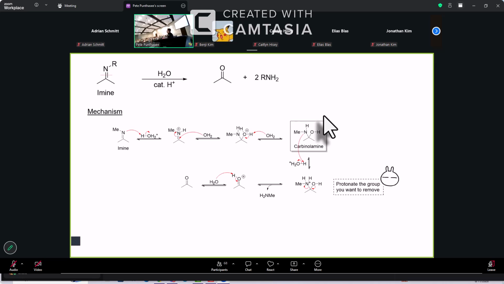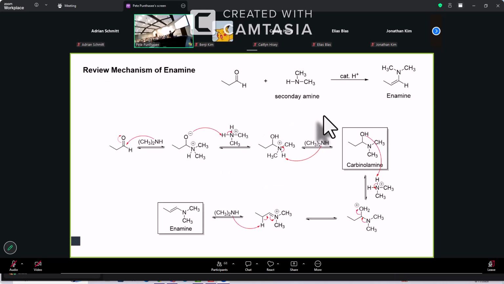All right, last one is enamine. Enamine is slightly different. Now look right here. This is review. This is going forward for enamine. We're gonna go backward right there. Look at the last step. Everything else is the same thing as the imine, so I'm not talking about it anymore. The difference is just the last step right here. The last step is the elimination.